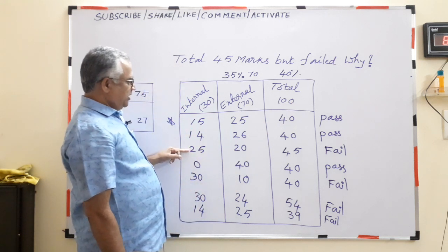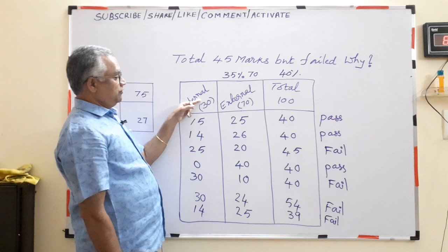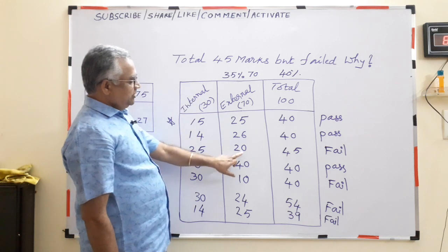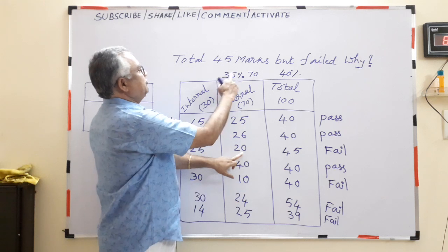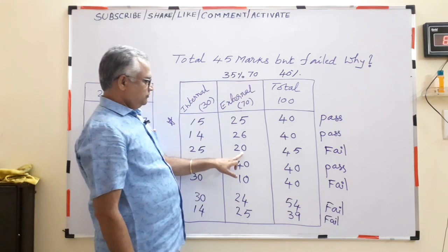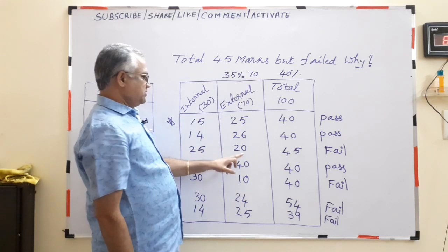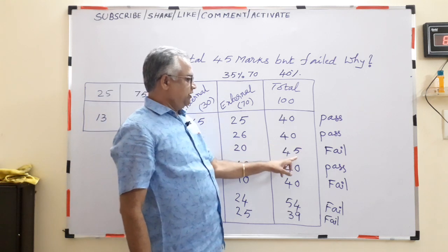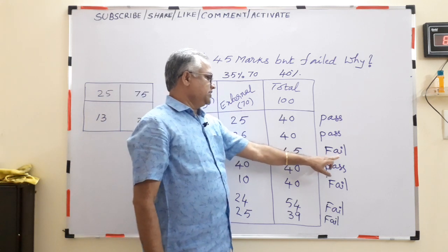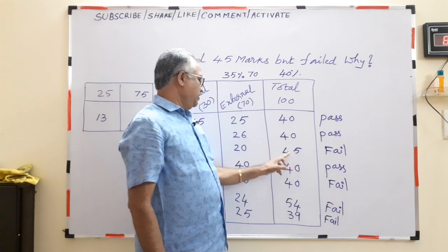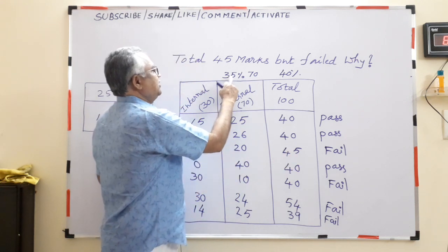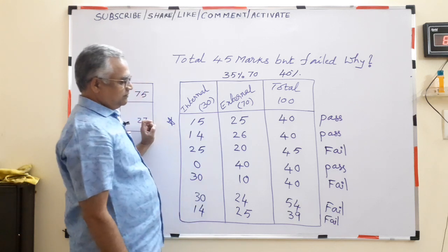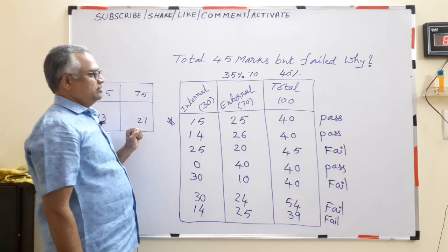Internal marks are excellent, 25 out of 30. But this 20 is less than 35% of 70. So 25 plus 20, total 45, even though it is above 40, fail. Why does this candidate fail with more than 40? Because external is 20, which is less than 35% of 70. I hope this point is clear.